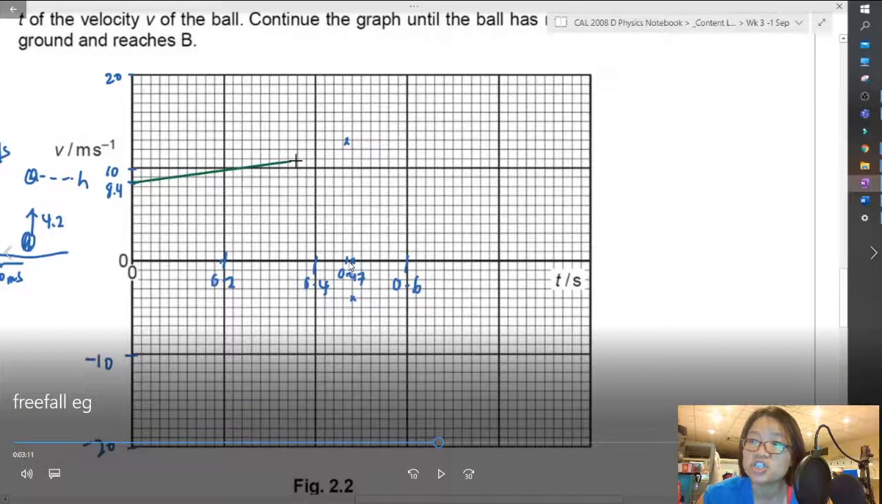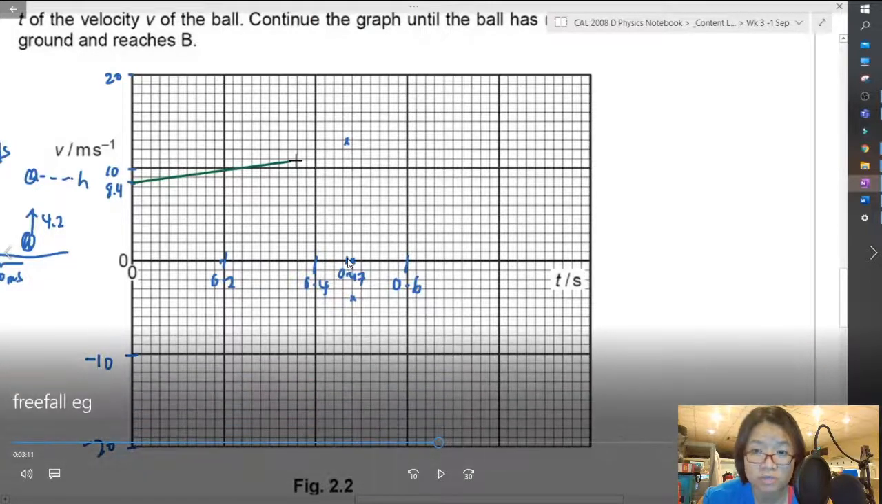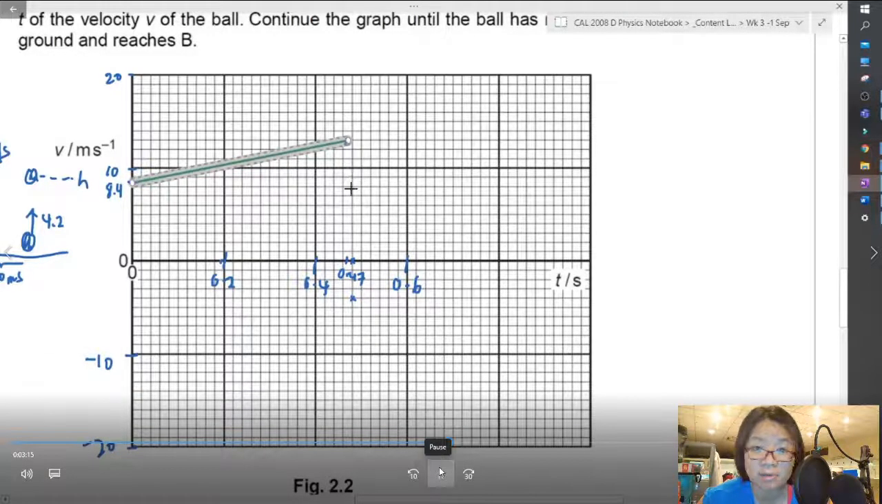So legit just half a box away. 0.47 is 3.5 boxes from 0.4. Then 0.49 or 0.5 will be right in the middle, 5 boxes. Does that make sense? Hopefully it does. I'm just going to join what I know first. I know it will go from 8.4 to 13. That is not a problem. And then I am now trying to copy the gradient.